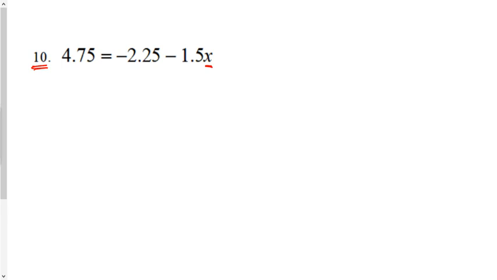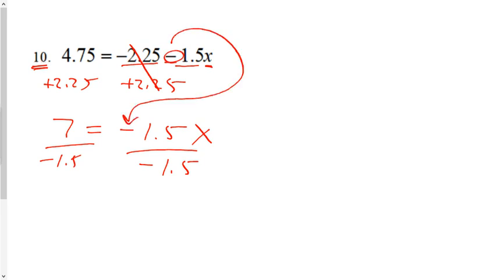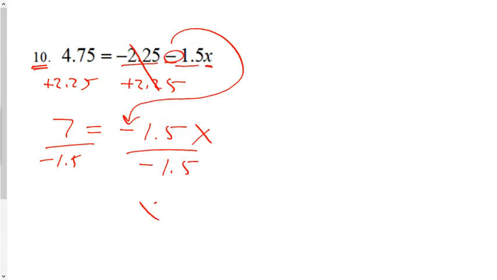Question 10. Variable is on your right this time. This is your constant, this is your coefficient. Get rid of your constant first. 7 equals negative 1.5x. Divide both sides by your coefficient of negative 1.5. A lot of people forget about this. And then 7 divided by 1.5 equals negative 4.6 repeating.